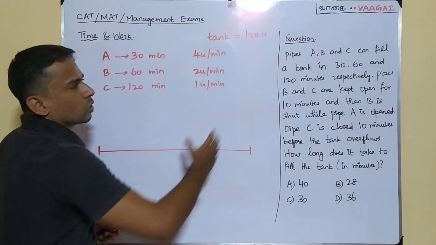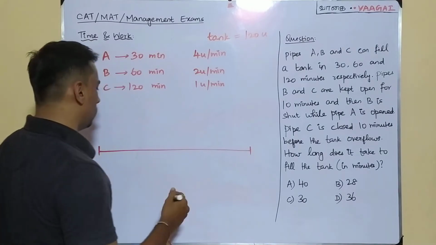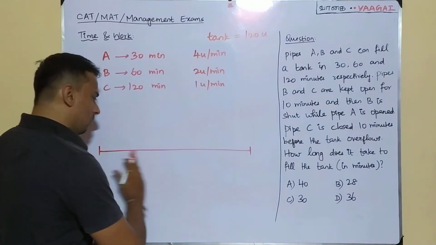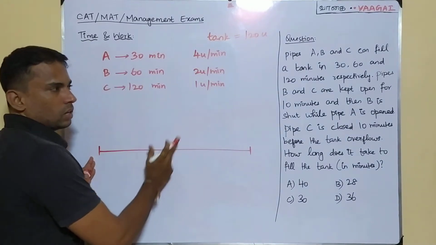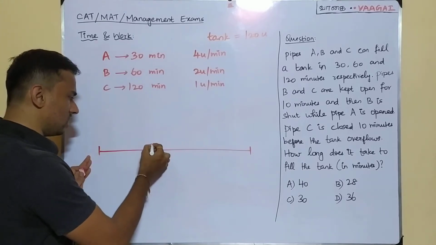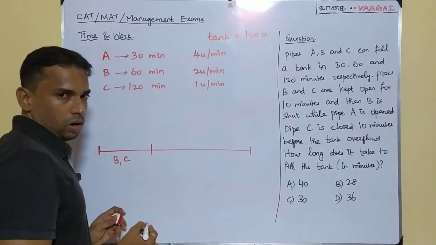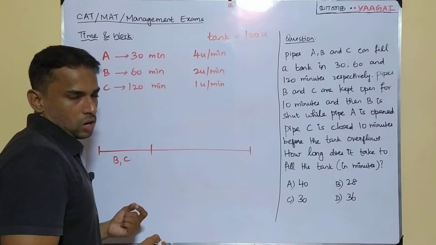Coming here, pipes B and C are kept open for 10 minutes. This is what is given. So at the beginning, which two pipes are active? Here pipes B and C, they both are active. So in the first phase, B and C, these two pipes are working. B and C are going to work, and for how much time duration are they going to work?